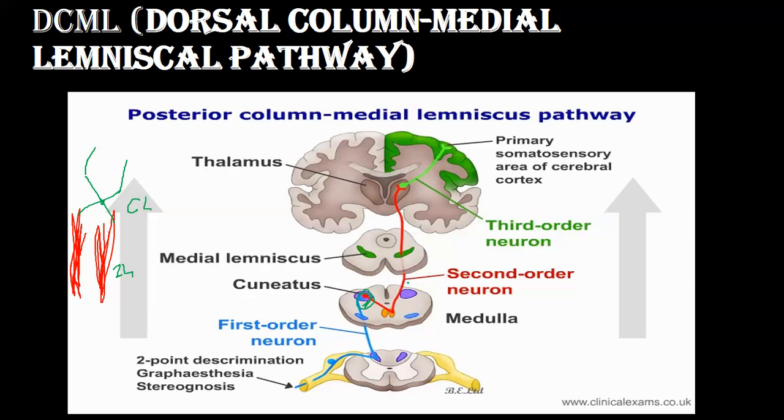So when the second order neuron is going upward, it divides into two groups. First is external arcuate fibers and second is internal arcuate fibers. What is external and internal? So what we see in this diagram is basically our internal arcuate fibers.